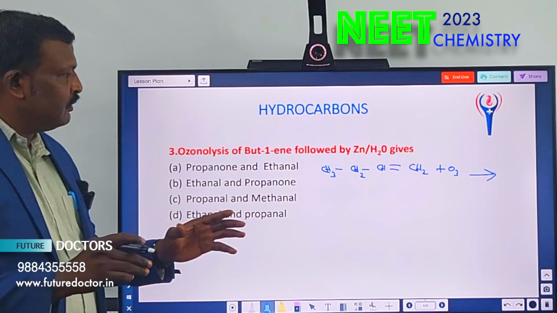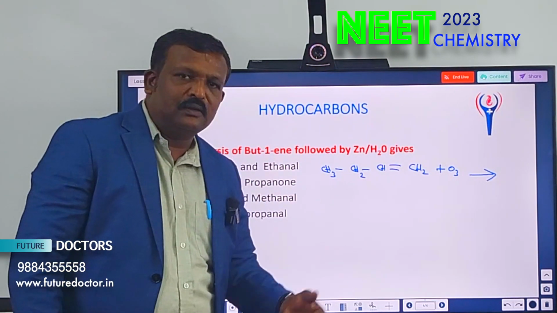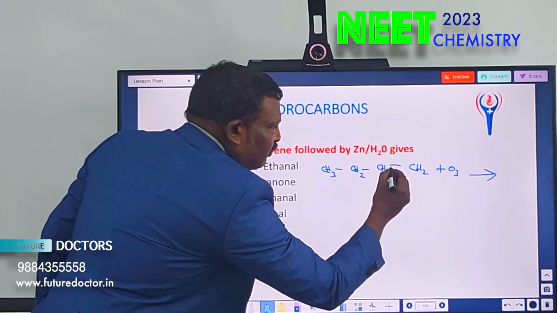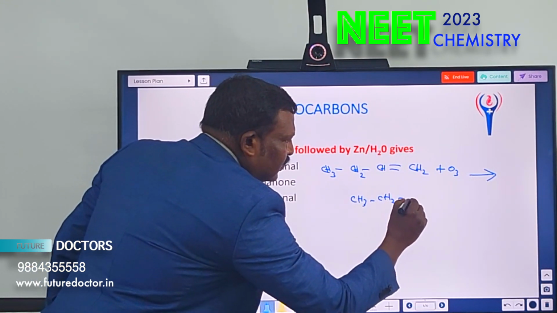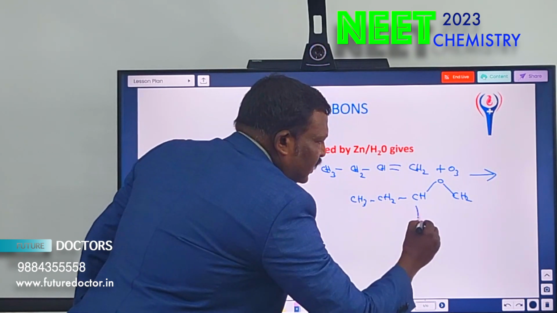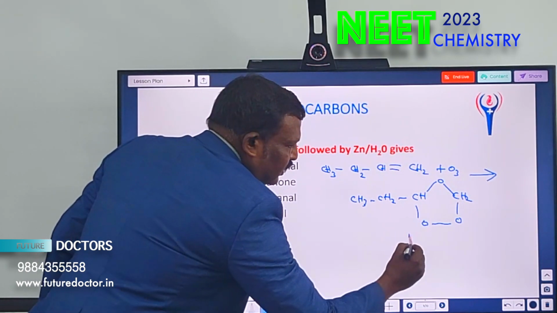Any compound having a double bond, this ozone molecule is going to react at that part only. Now we are getting ozonide. So it is going to add in between these 2 carbons only. So CH3, CH2, understood? Then CH. On top 1 oxygen, below you put 2 oxygen. So write like that. Then no bond will remain between these 2 carbons. Understood? This is called ozonide.